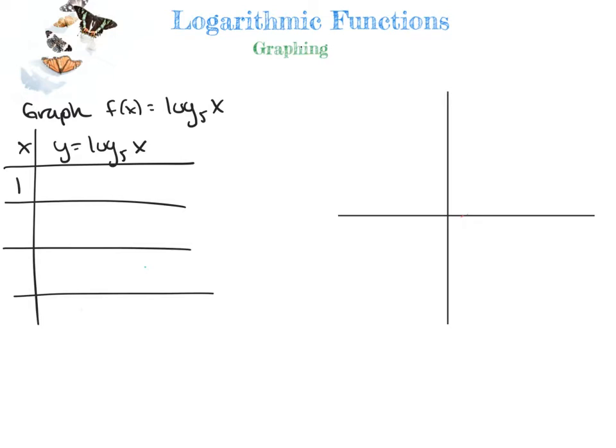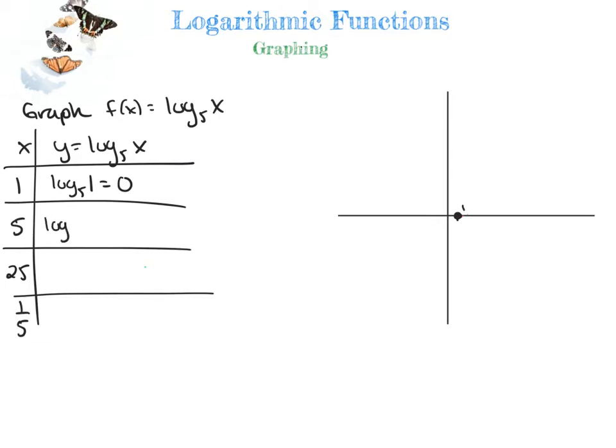But for base 5, I could pick a 5 and a 25. And then the last one that's really helpful to pick is a 1/5. So anything that has a base 5 is a great choice for plugging in for log base 5. So let's plug these in and calculate them. Log base 5 of 1, that should always be something that's easy to calculate. What's the exponent we put on 5 to make 1? That's a 0. So when x is 1, y is 0.